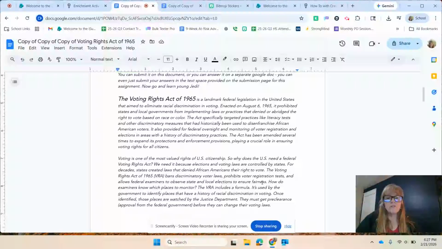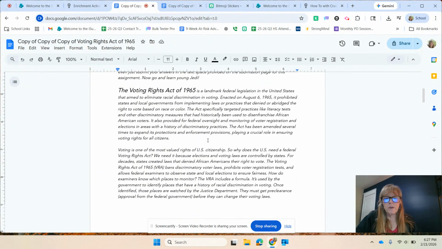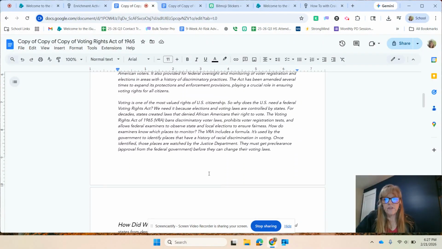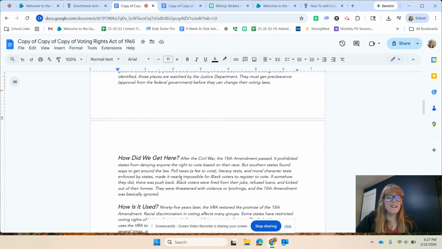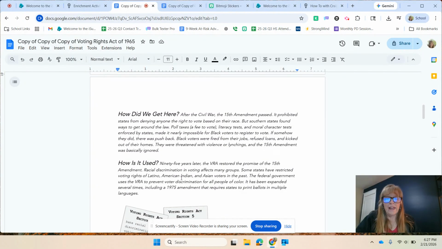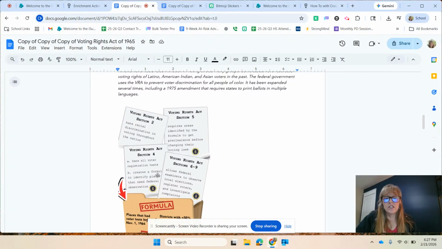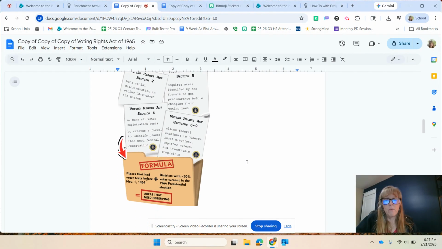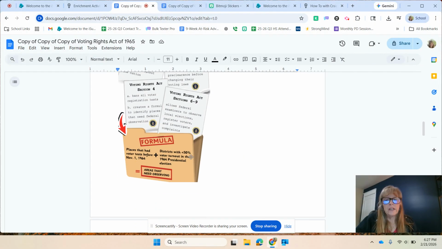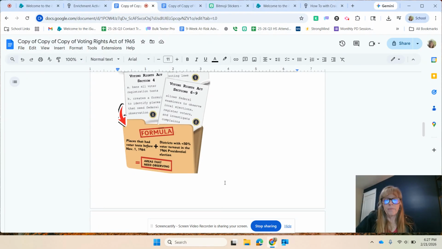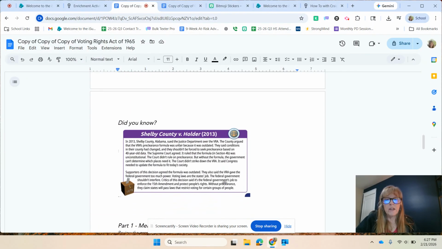Okay, so there's the Voting Rights Act of 1965. I'm not going to read it to you. I need you to read all this. Then it says, how did we get here? What was going on? What led up to it? How was it being used? And then here are some specific ones that they're referencing. Those are extremely important. Here is the formula here. So just go through all of this information.